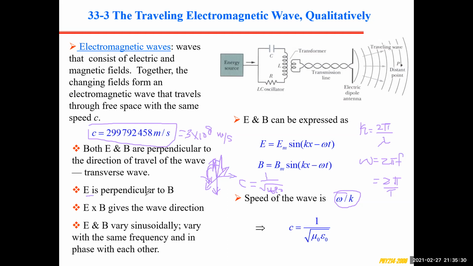So the electric field and magnetic field are perpendicular to each other, E cross B gives the wave direction, and E and B each vary sinusoidally.